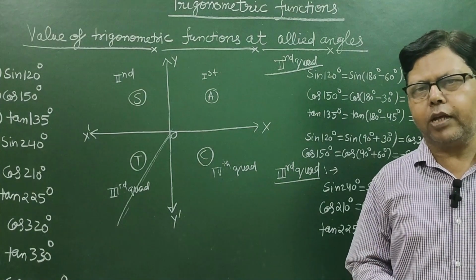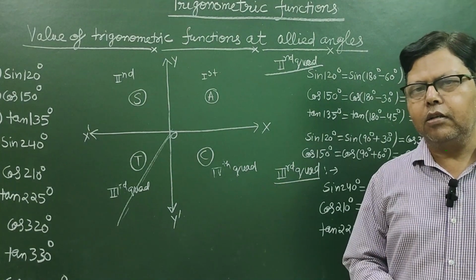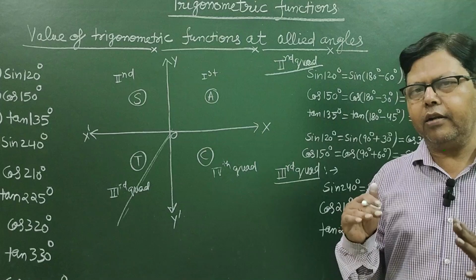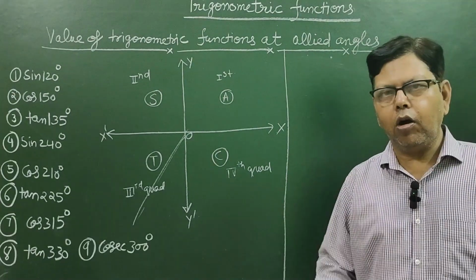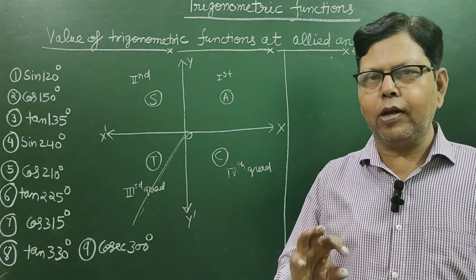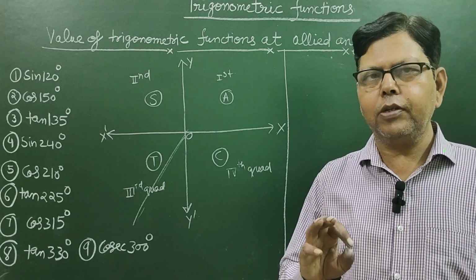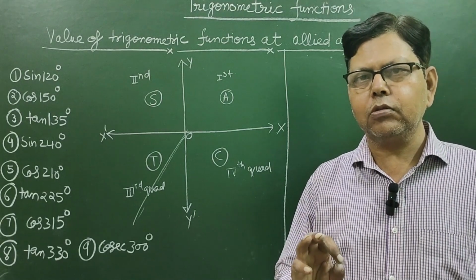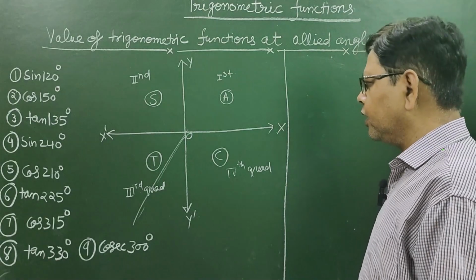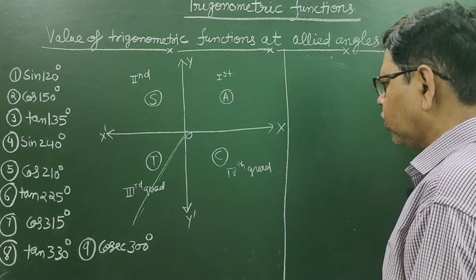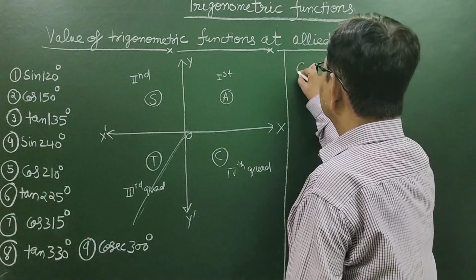These were the values of the angles which lie in the second and third quadrant. How to evaluate the value of the trigonometric function for which the angle lies in the fourth quadrant. So first let us start with cos 315.